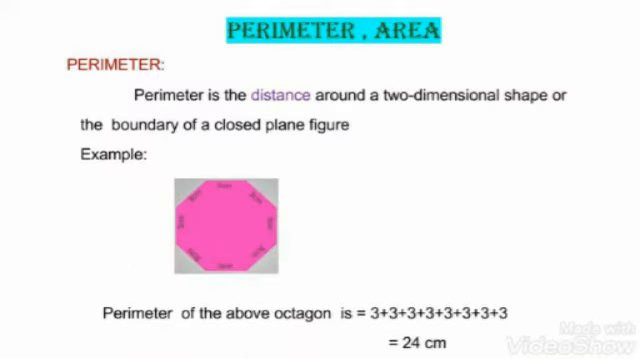What is perimeter? Perimeter is the distance around a two-dimensional shape or the boundary of a closed plane figure. Let us see the example. I have taken an octagon which is having 8 sides. Each side is 3 centimeter. So perimeter is what? Just adding all the sides. So I added 8 sides: 3 plus 3 plus 3 plus 3 plus 3 plus 3 plus 3 plus 3, like 8 times, which is equal to 24 centimeter.